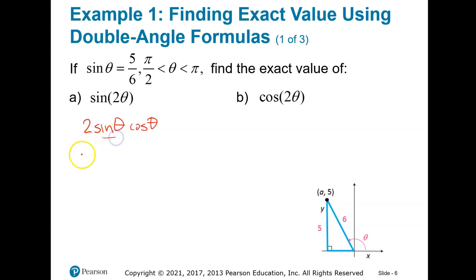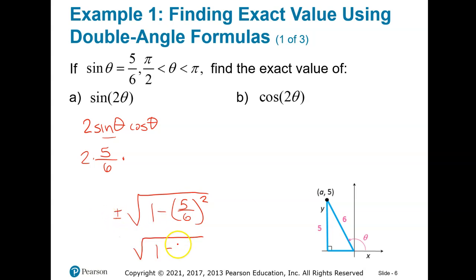I know sine theta is 5/6. Cosine theta I can get from the square root of 1 minus 5/6 squared. That's just the Pythagorean identity. Remember, this is plus or minus depending on where we land. 5 squared is 25, 6 squared is 36, right? And then 1 minus 25/36 is 11/36. 11 is not a perfect square, but 36 is, and let me keep my plus minus. So I have plus and minus the square root of 11 over 6.